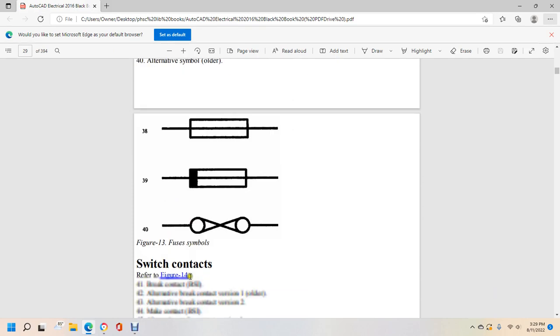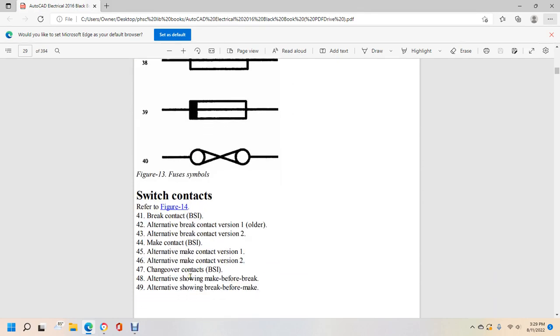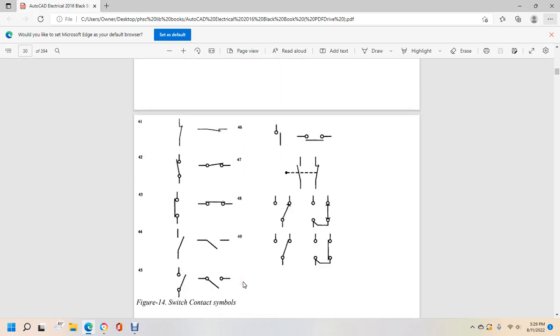39, supply, thick line, supply side. 40, alternative symbol. Switch contacts: break contact, and break contact version 1 and 2. Older, main contact, break contact, BSI, alternate making contact version 1 and 2. Changeover, break contact, alternate showing make before break and break before make. So it shows you these basic switches.